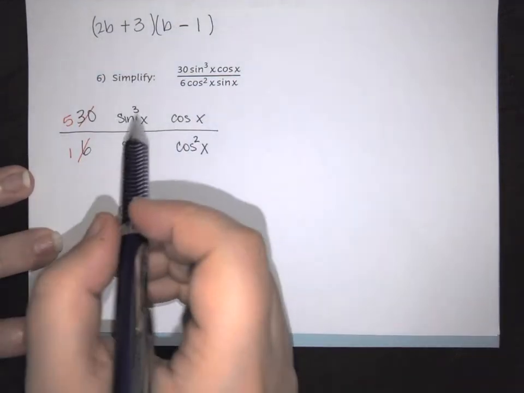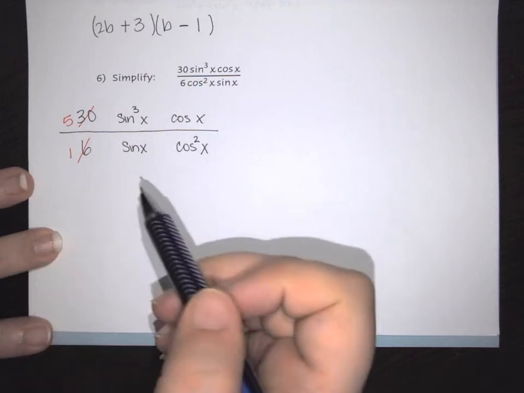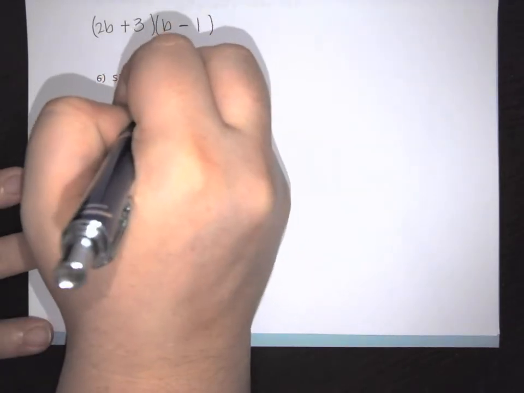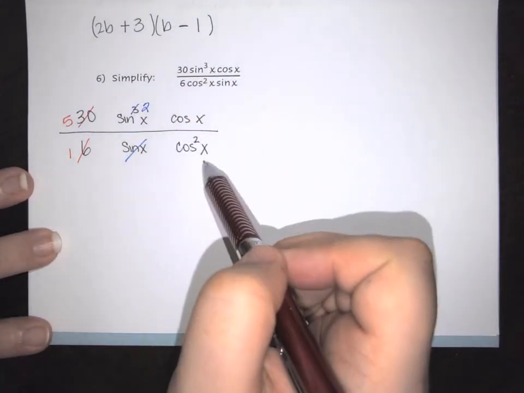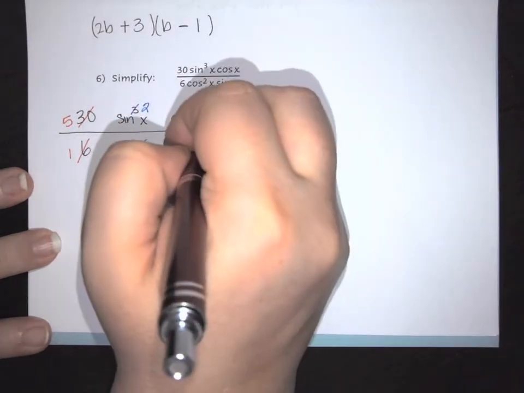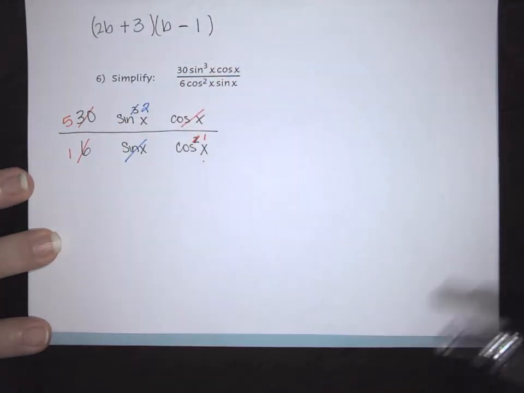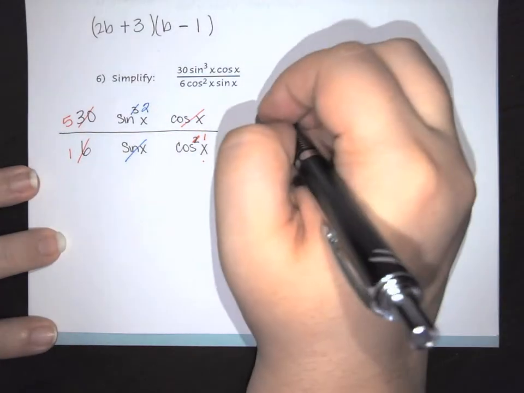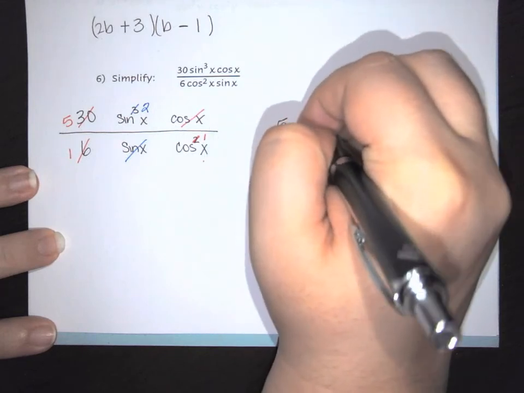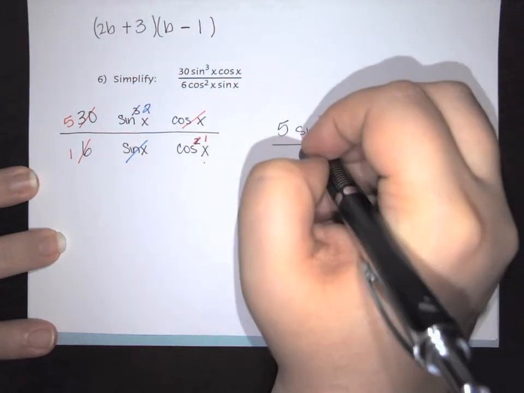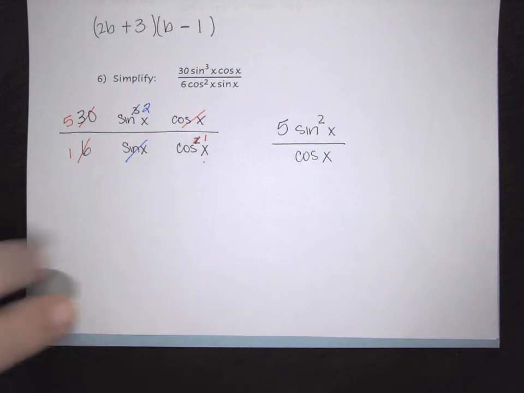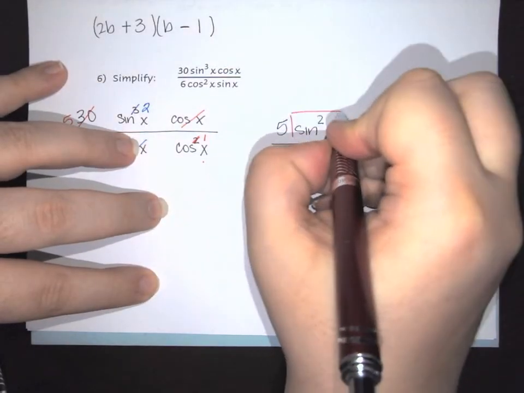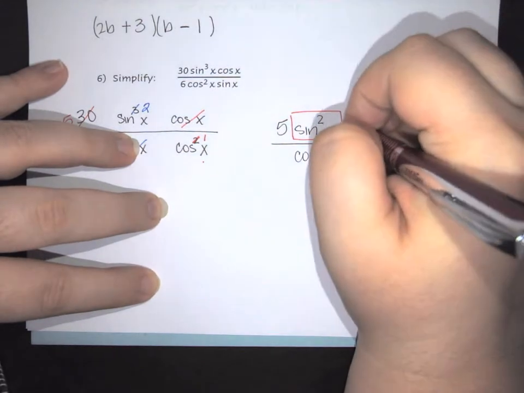I also know that my sine cubed over sine of x can change. My 3 goes away and becomes a 2. The sine on the bottom goes away. And then the same with my cosines. I can have my cosine on the top go away, and my square on the bottom becomes a 1. So if I rewrite what I have here, I have 5 sine squared of x all over the cosine of x. Now I'm not done, because I have this sine squared of x piece right here, which I can expand.